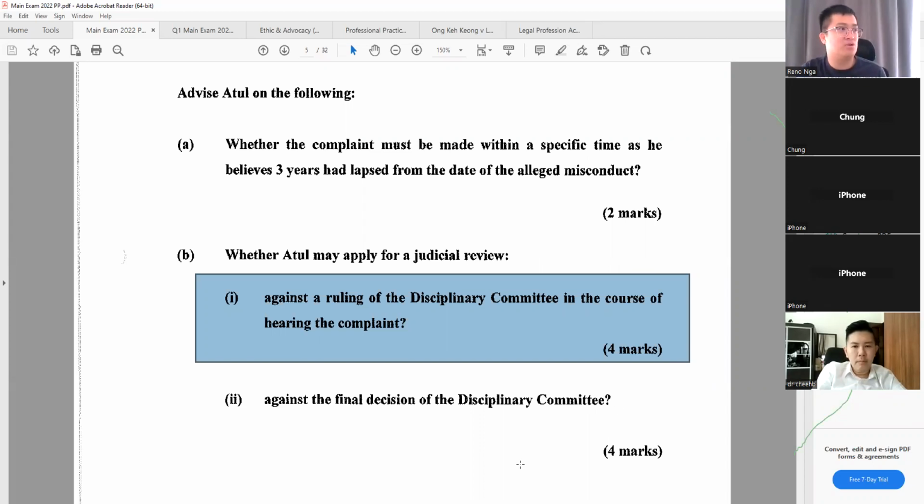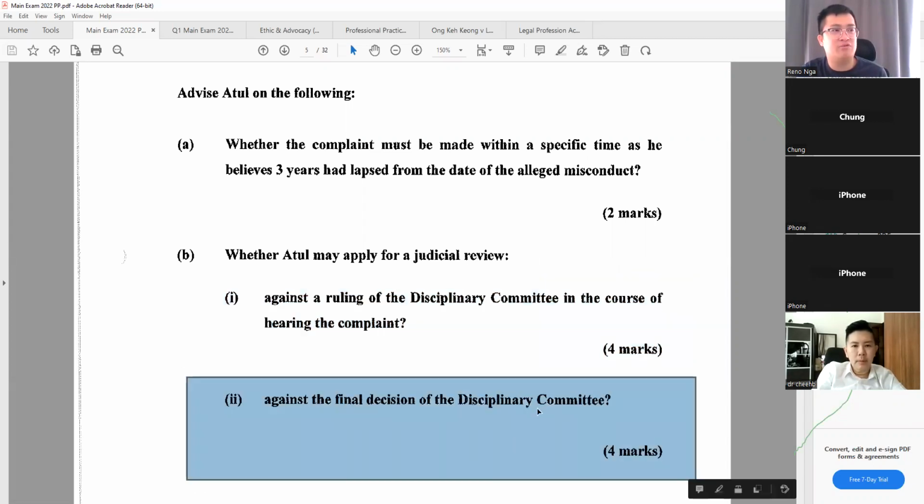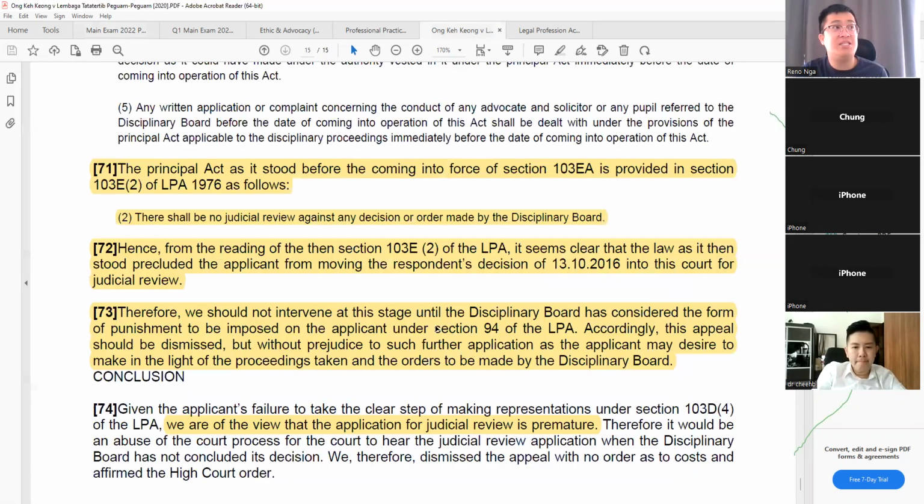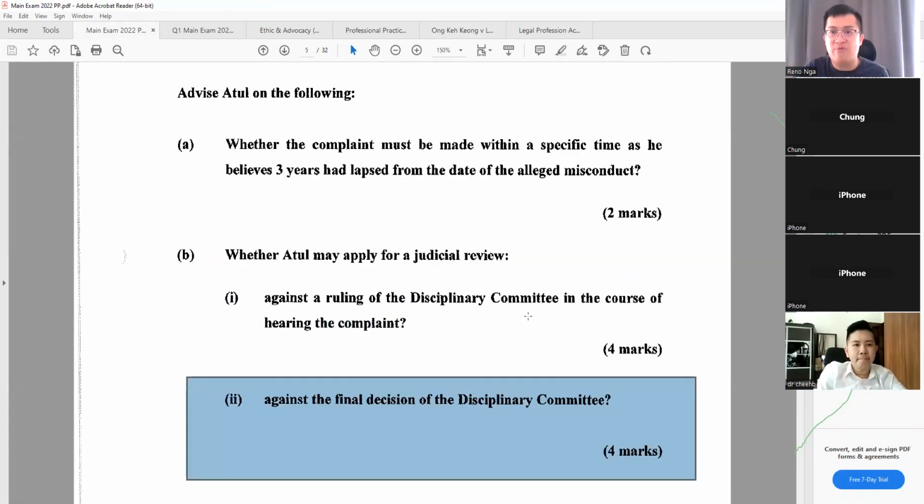And then, how about if we get the final decision from DC? The answer is the same. It's not allowed, because in Ong Keng Kiong, even when it had gone to DP already, the court said you cannot file judicial review because it's premature. Not to mention DC, because DC is way more premature than DP. You guys understand what I'm saying? Like the principle I said, no question from the chat box, so I assume you understand.